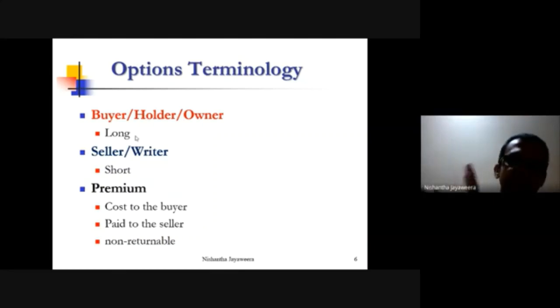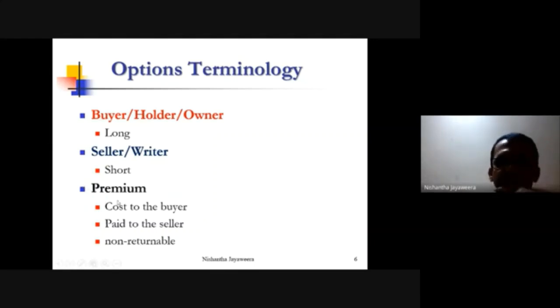That means selling an option, taking the obligation. But the buyer, the holder, or the owner, all three words we may use interchangeably, refer to the party who buys the option and has a long position in the option. The seller or the writer does the same thing, selling options, having a short position and assuming an obligation. The seller has the obligation. The buyer has no obligation, only the right.